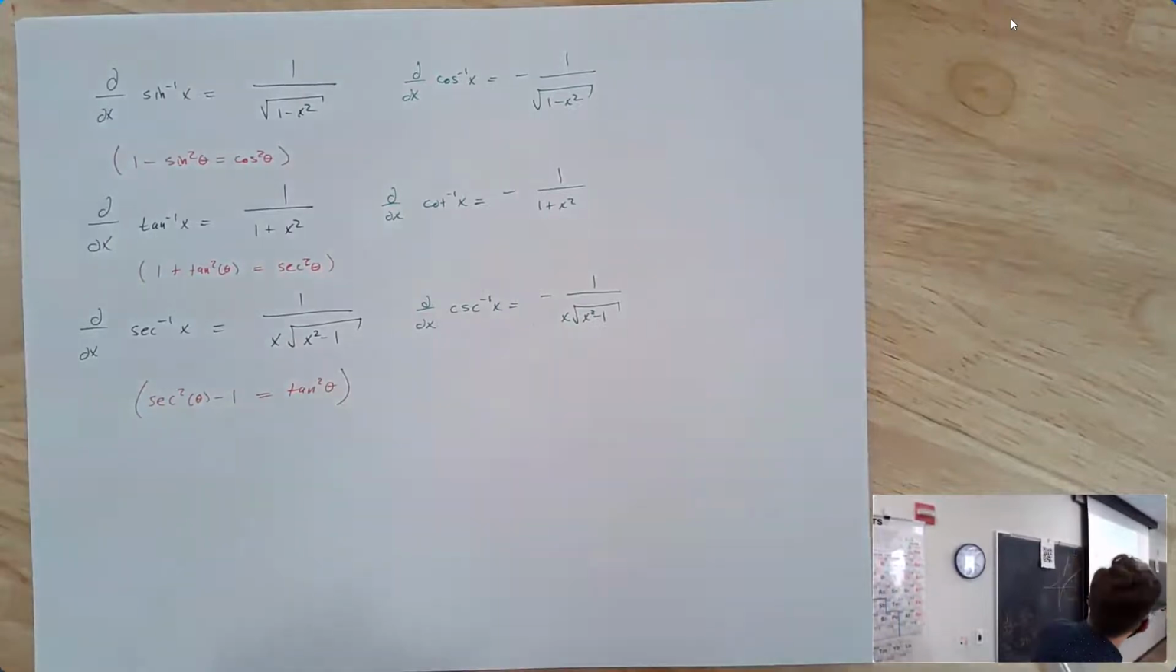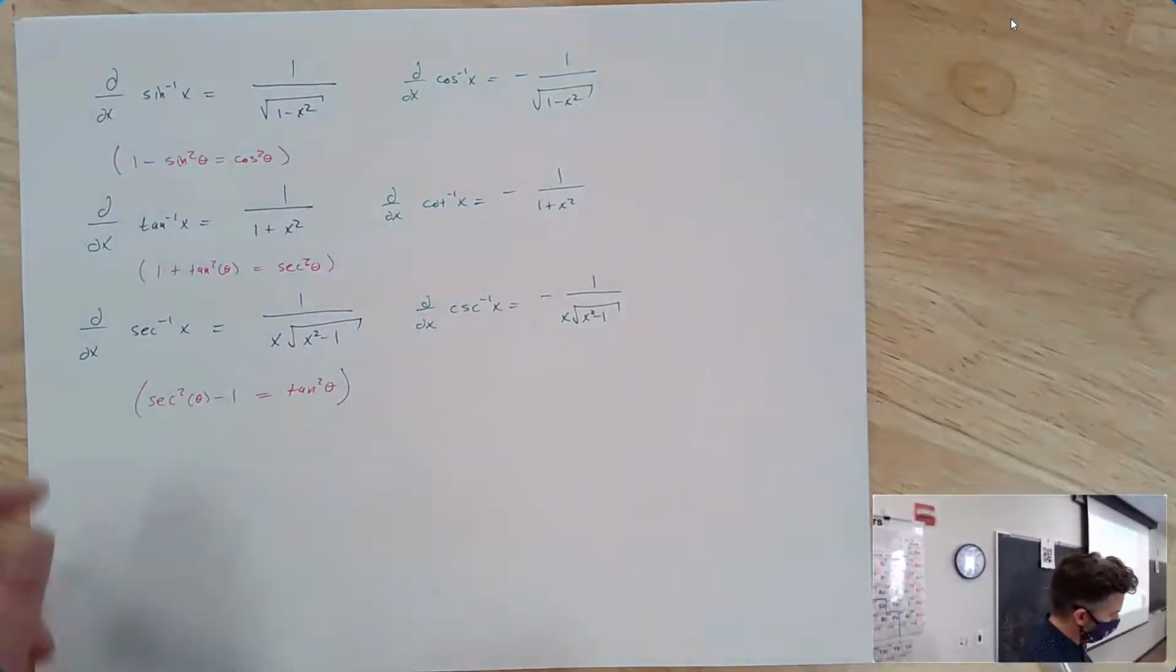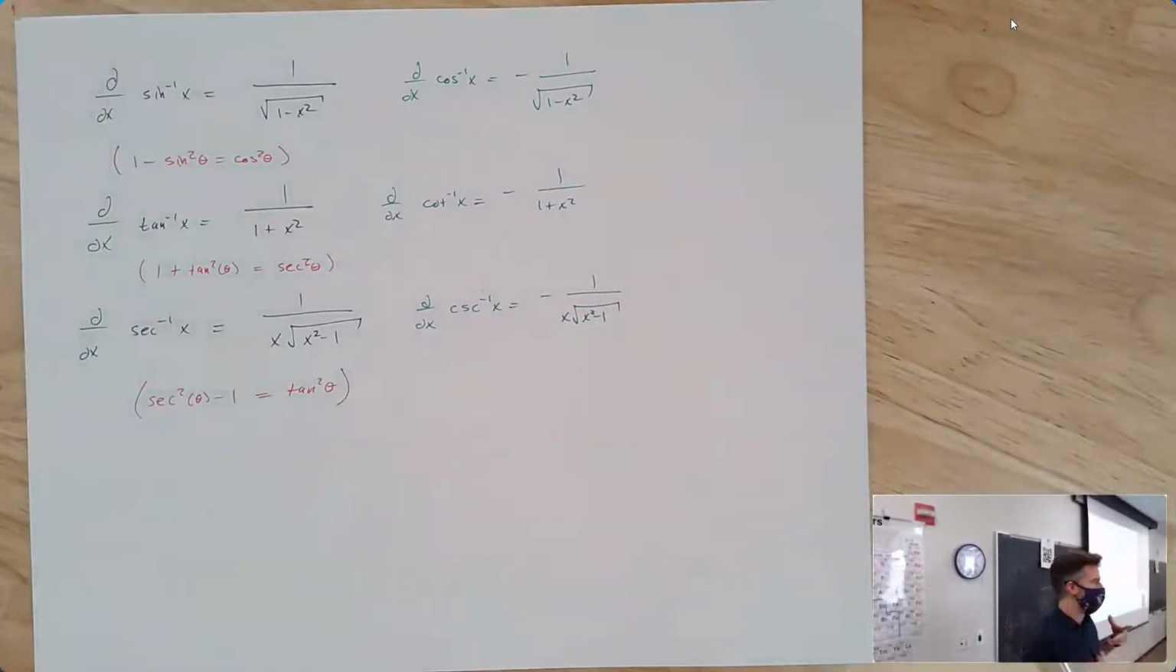So I really, really want you to see that when you take the derivative of an inverse trig function, you're going to get something with x squared plus or minus 1. You're either going to get 1 minus x squared, or x squared minus 1, or 1 plus x squared. And the correct one to get is the one where if you plugged in your trig function for x, it would turn into an identity.